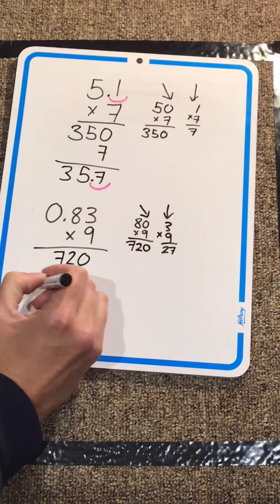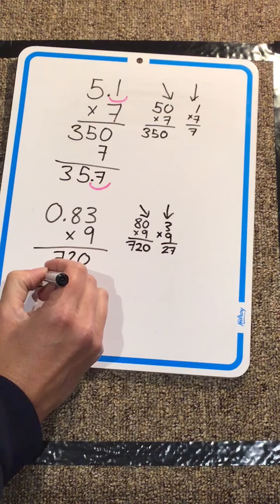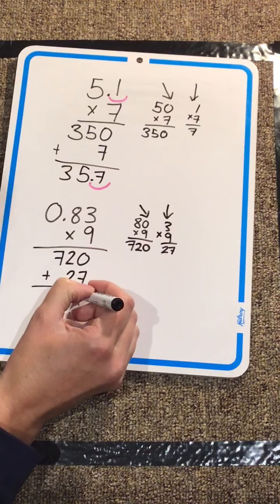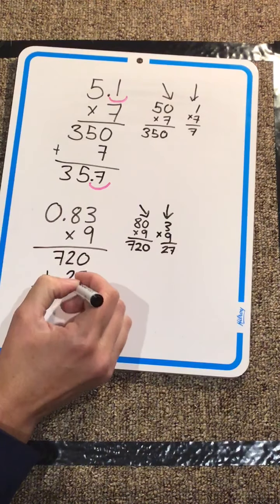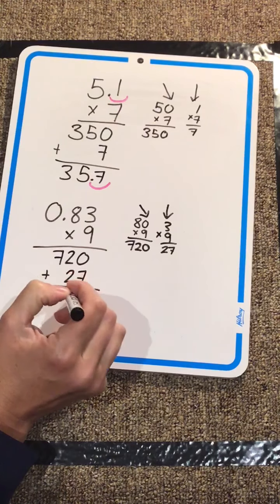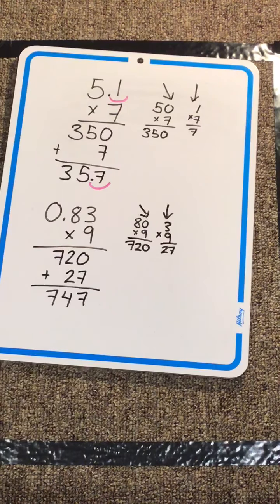Line them up so they're lined up on the right. Add them together. Oh, I forgot to put the adding sign up there. 0 plus 7 is 7. 2 plus 2 is 4. 7 plus nothing, 7. Ooh, 747. Fun playing.